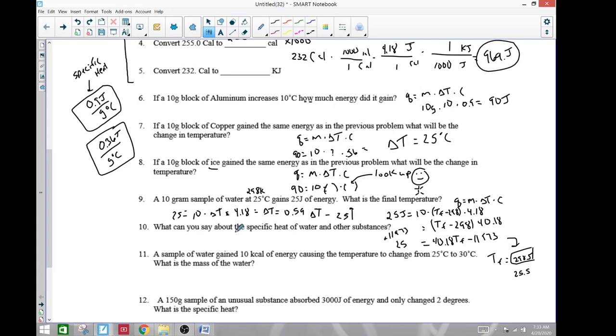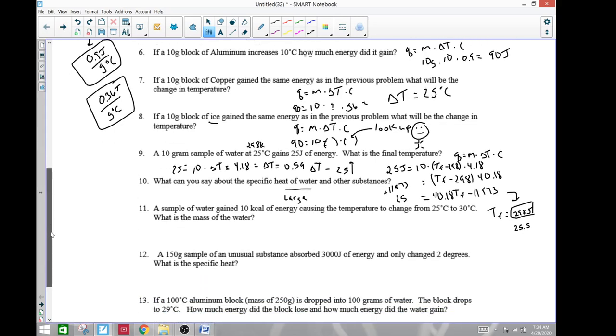Okay. What can you say about the heat of water or substance? Well, this is very large. It's unusually large. It's like biblically large. It's so unusually large. It really makes Earth what it is. If water didn't have this super, super high heat, our life here would be much different.